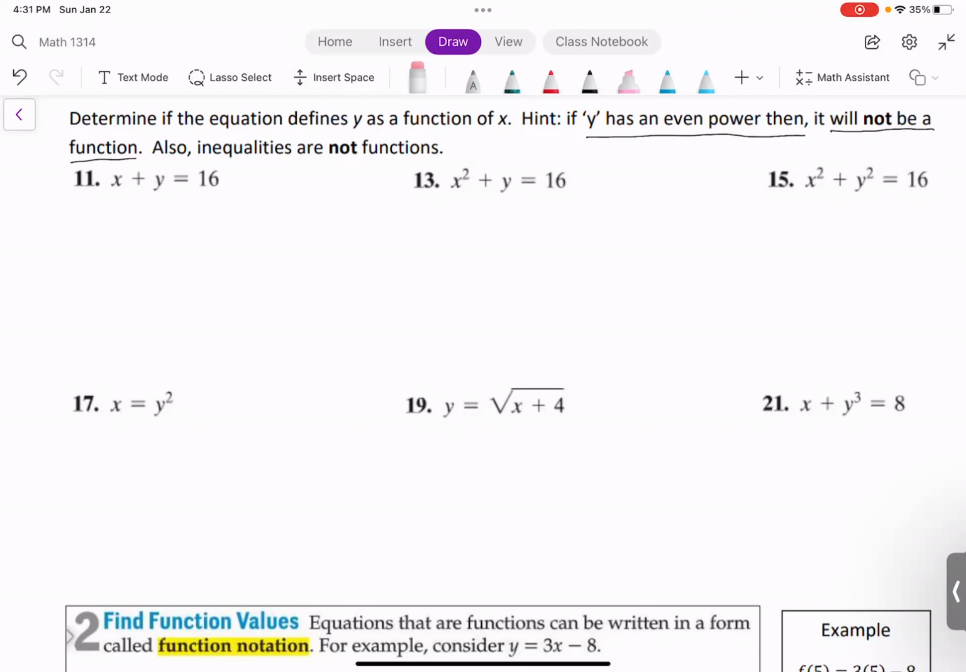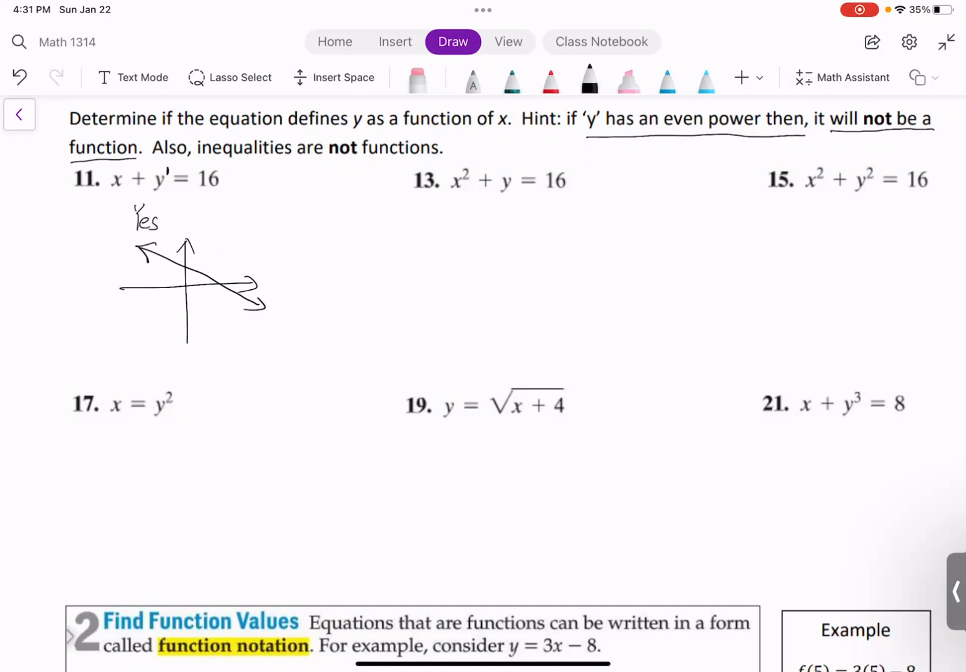Let's see the first one, x plus y equals 16, number 11. Is this a function? Yes, it is, because the power for y is 1. So this is a function. If you have it, you can draw it on the xy plane. This is a straight line. So if you draw a vertical line, you have only one intercept.